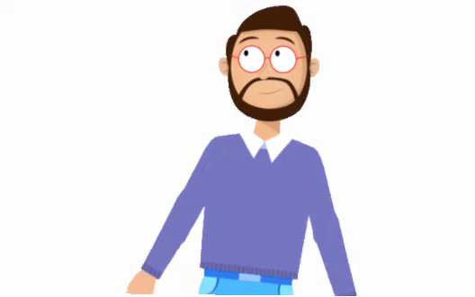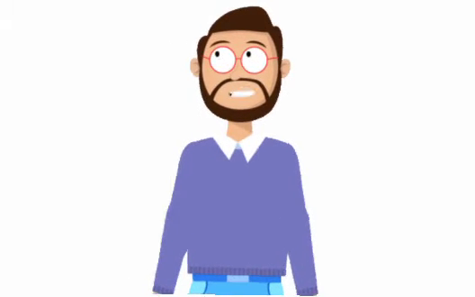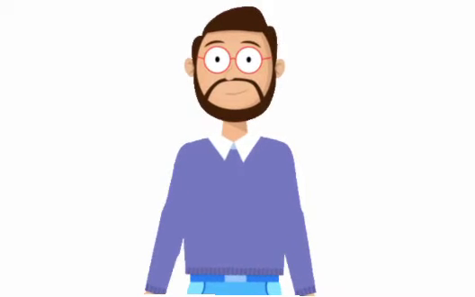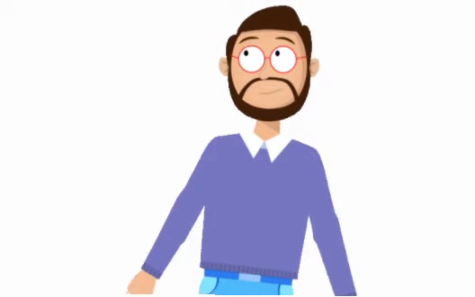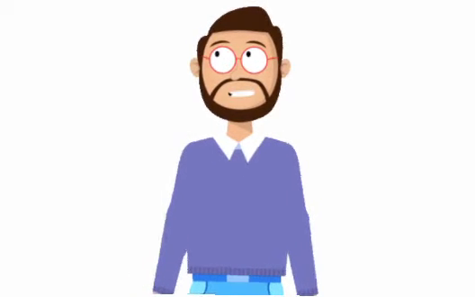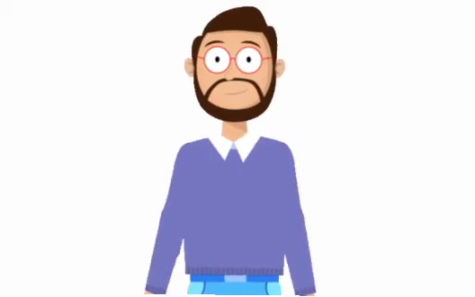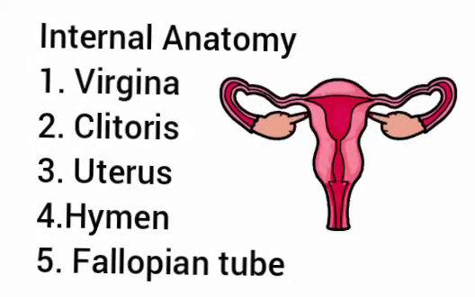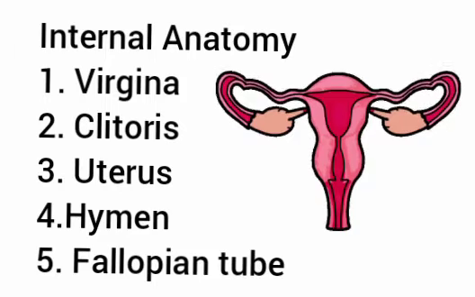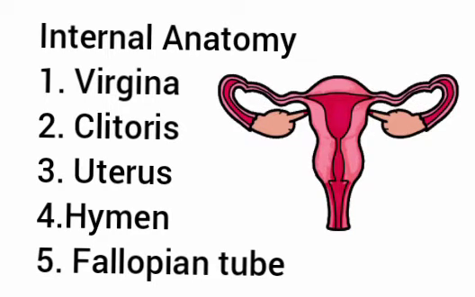After the study of the exterior anatomy, we shall then move to the internal anatomy, where we are going to learn the various internal anatomy like the vagina, the clitoris, the uterus, the hymen, and the fallopian tube.